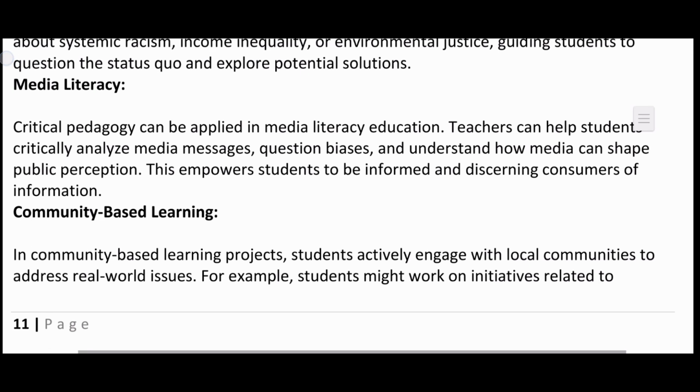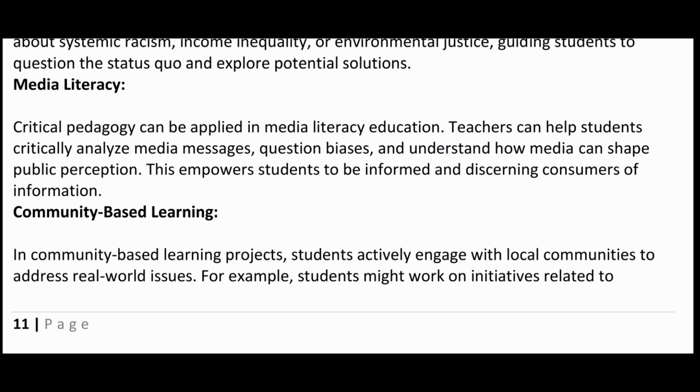What is this? Let us see. Critical pedagogy can be applied in media literacy education. Teachers can help students critically analyze media messages, question biases, and understand how media can shape public perception. This empowers students to be informed and discerning consumers of information.